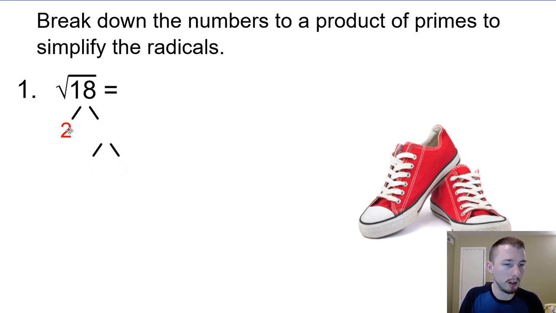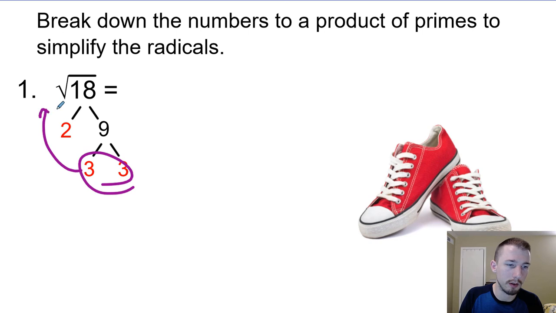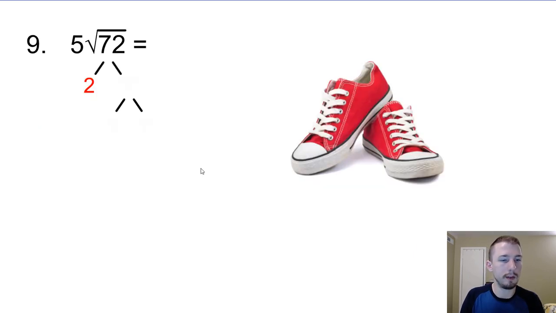Break it down. All right, 2 times 9 and 3 times 3. Do you see any like terms? I see 2 3s. So the 3s can come outside of the radical, and then what's left on the inside of the radical is going to be the 2 all by itself, all by its lonesome. And check your answer bank, and you should have it.